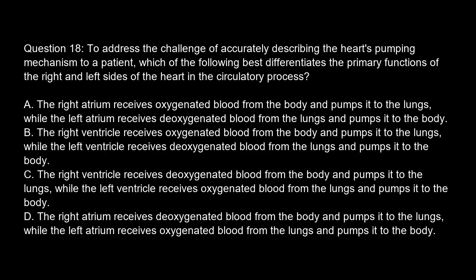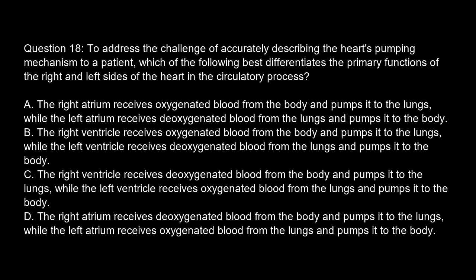Option A. The right atrium receives oxygenated blood from the body and pumps it to the lungs, while the left atrium receives deoxygenated blood from the lungs and pumps it to the body. Option B. The right ventricle receives oxygenated blood from the body and pumps it to the lungs, while the left ventricle receives deoxygenated blood from the lungs and pumps it to the body.